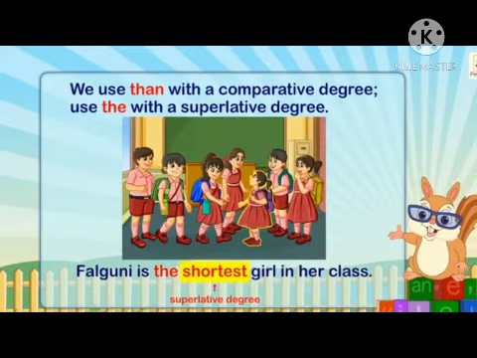Okay, so again we will see now for superlative degree one example. We use than with the comparative degree, use the with the superlative. Now see, Falguni is the shortest girl in her class. Now more than 2. So shortest. So the. See, you can see before shortest the is there. So that is superlative. I hope you have understood this.